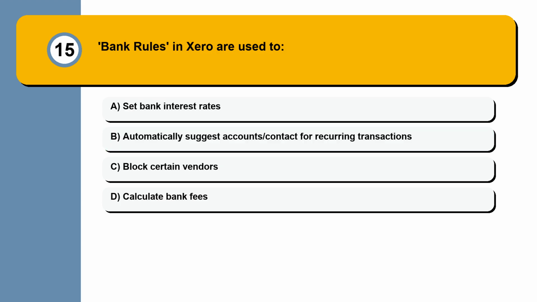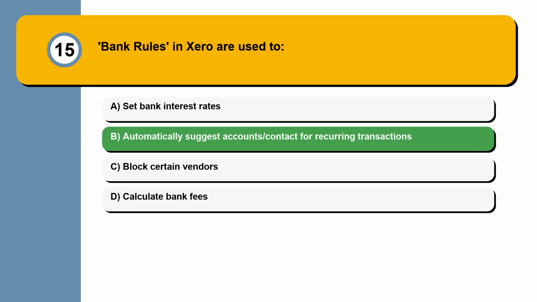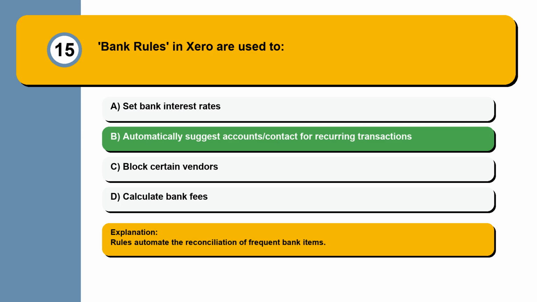Question 15. Bank rules in Xero are used to set bank interest rates, automatically suggest accounts/contact for recurring transactions, block certain vendors, calculate bank fees. Rules automate the reconciliation of frequent bank items.